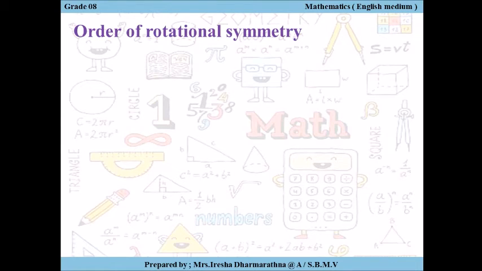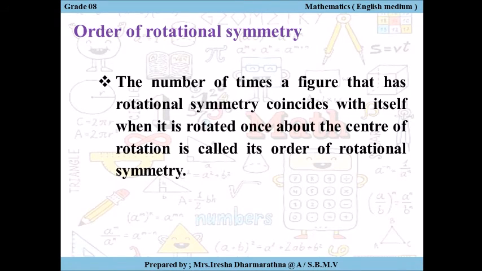Now let's see. Order of rotational symmetry. What is this? The number of times a figure that has rotational symmetry coincides with itself when it is rotated once about the center of rotation is called its order of rotational symmetry. Now tell me, what is the order of rotational symmetry of regular pentagon? It has 5 order of rotational symmetry.